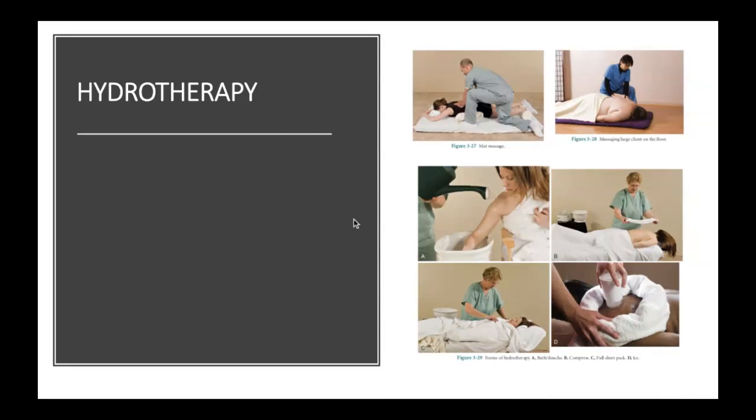All right. Some of the modalities that we can use with our client is hydrotherapy. So you can see some of the things that we can use: cryotherapy. We can use the bath if need be. So these are all forms of hydrotherapy, which is another form of adaptation and modalities that we can use.